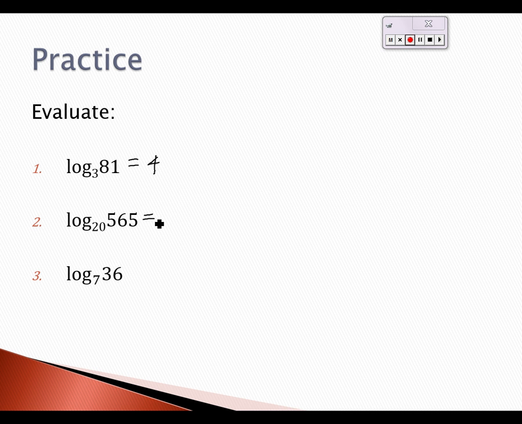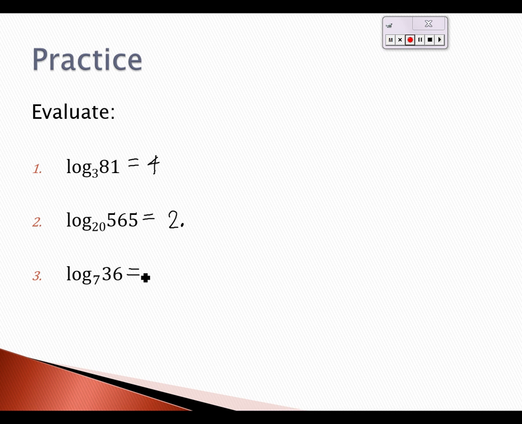Log base 20 of 565. That's not nice, but let's take some guesses. 20 to the first is 20. 20 to the second, that's 20 times 20, which is 400. That's still not enough. 20 to the third is 400 times 20, which is 8,000. That's too much. So I think the answer to this one is going to be 2 point something.